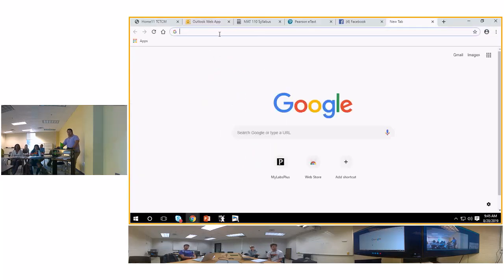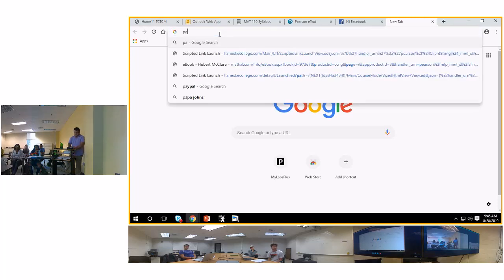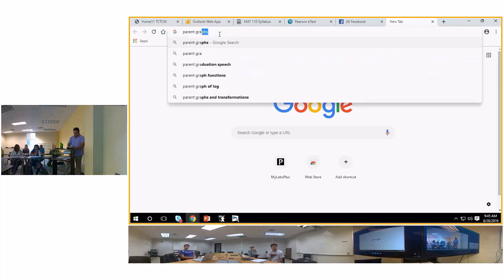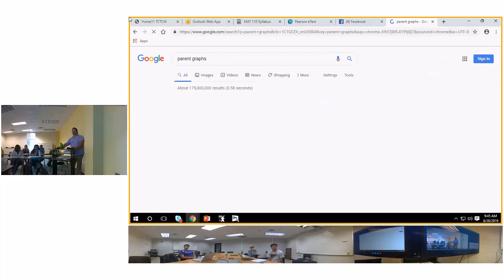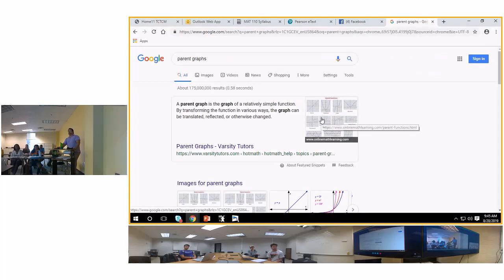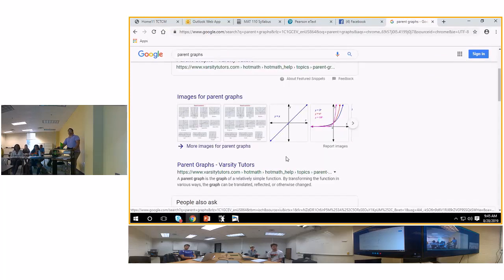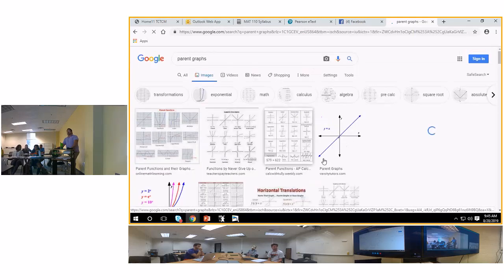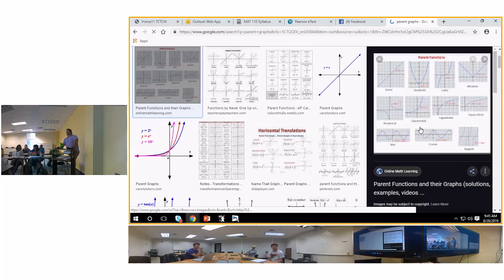Pull up parent graphs. Look at there, there they are. It's a miracle. So let's just click on one of them. And you can print that out and put it on an index card if you need to, or put it on the front of your notebook.